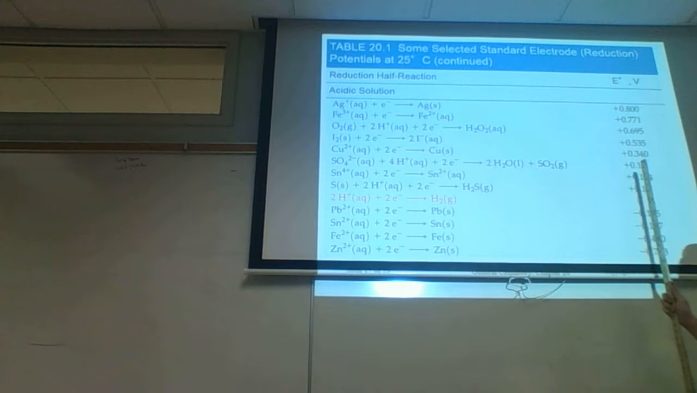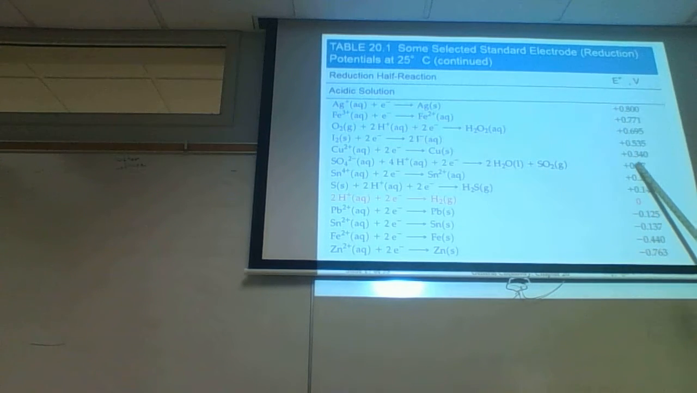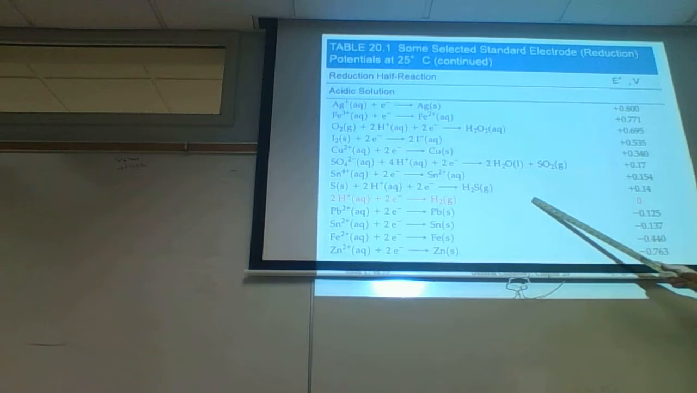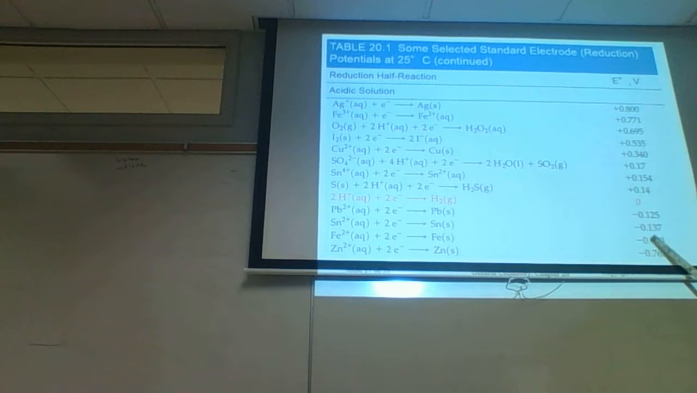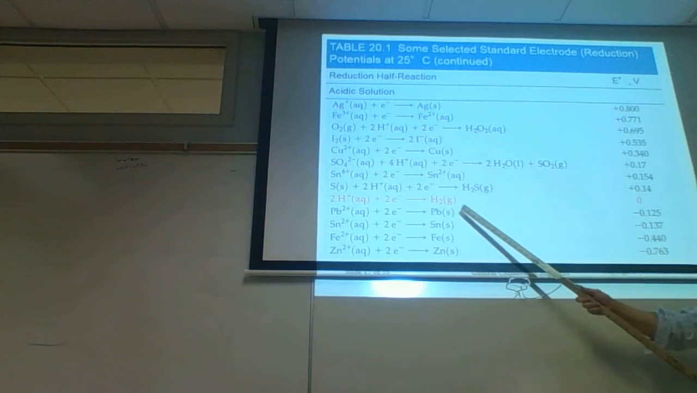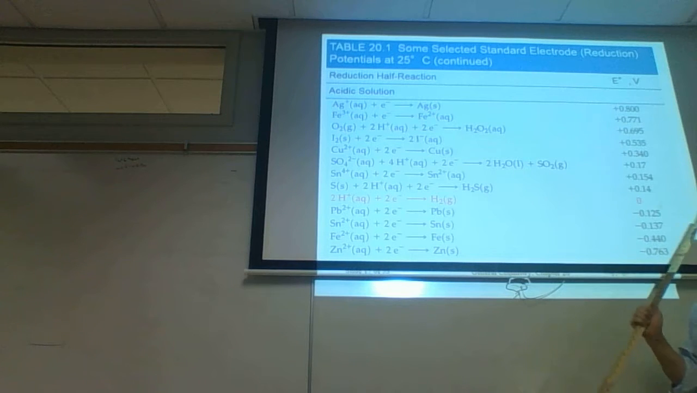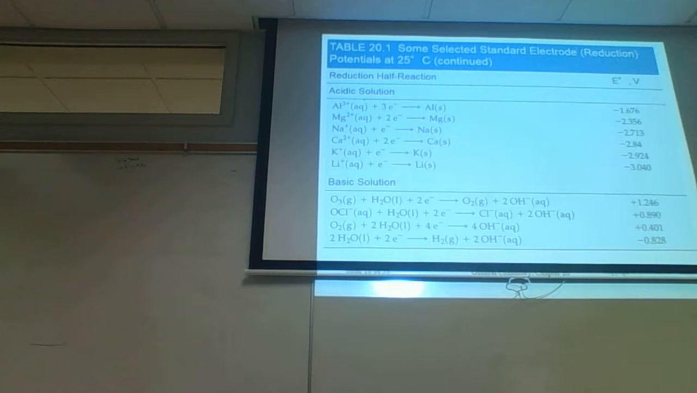And so a positive reduction potential means it's a more powerful oxidizer than H+. A negative reduction potential means it's a weaker oxidizer than H+. But that negative doesn't mean it goes backwards. That negative doesn't mean it's a reducer instead. It just means it's weaker. The weakest oxidizer is lithium ion at negative 3 volts. Well, that's negative 3 volts weaker than H+. That's all that means.